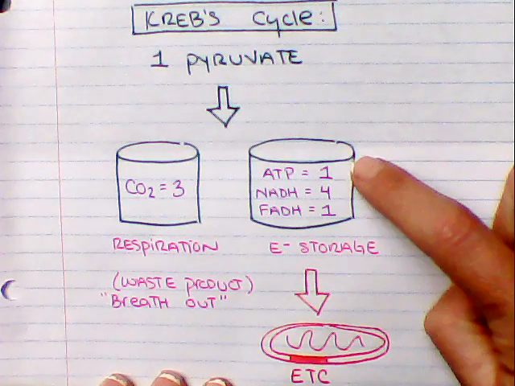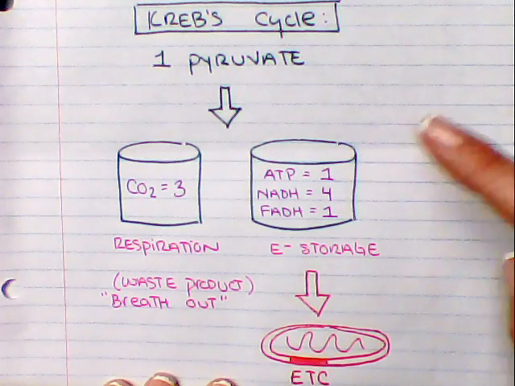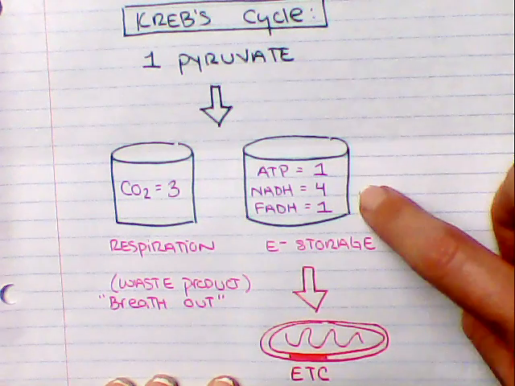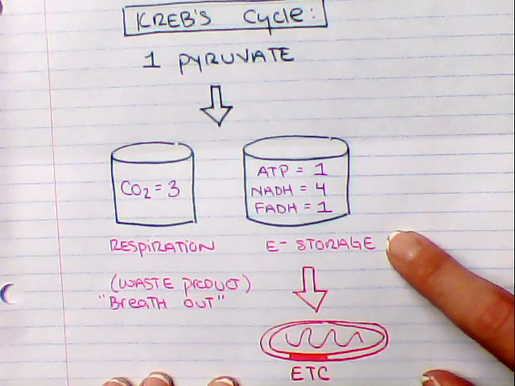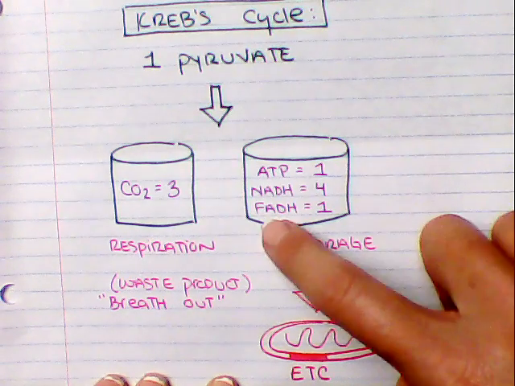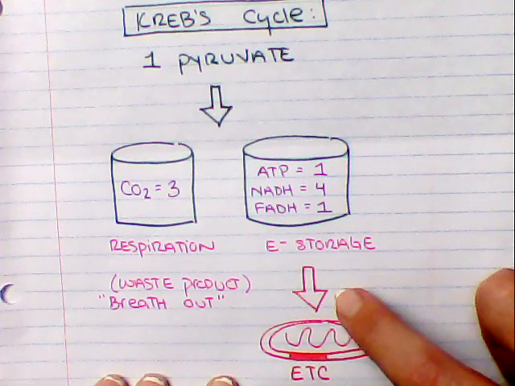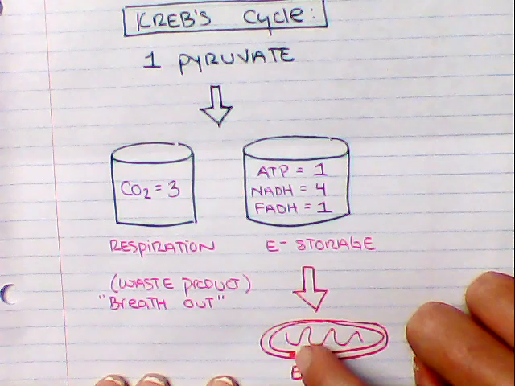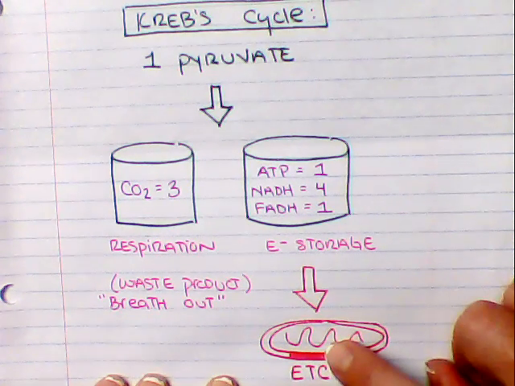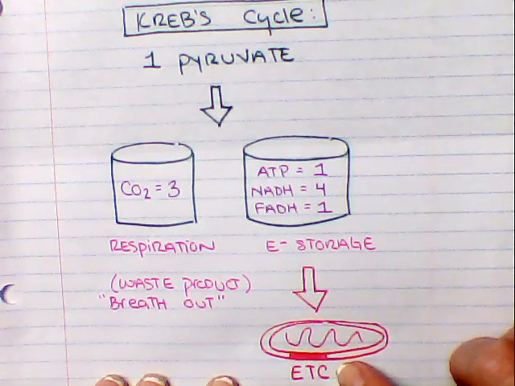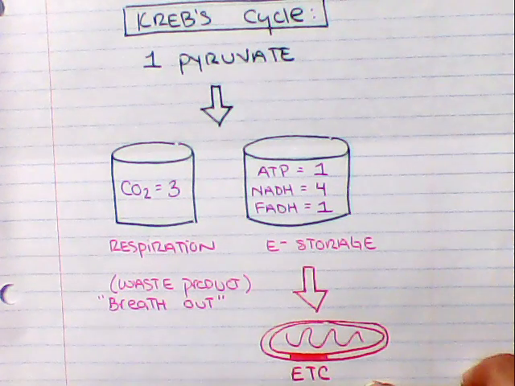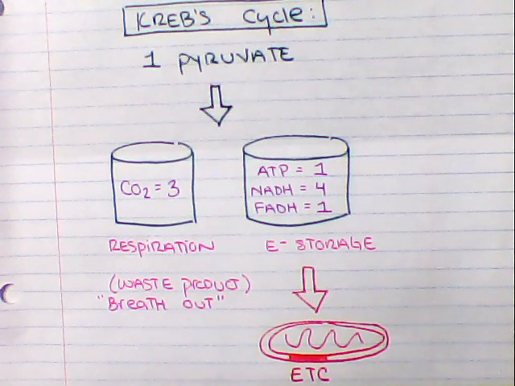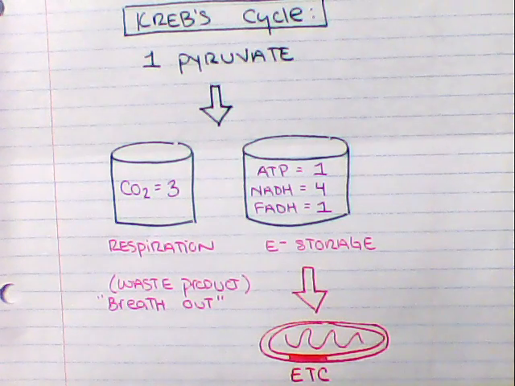The ATP, NADH, and FADH that we created by ripping apart that pyruvic acid, the citric acid, and all that fun stuff become what's known as electron storage. These electron storage molecules now journey from the inside of our matrix to the membrane of the mitochondria, and we go through the process known as the ETC, or electron transport chain. This process is going to be in the next lecture, and that is where we're going to be producing our 36 ATP.